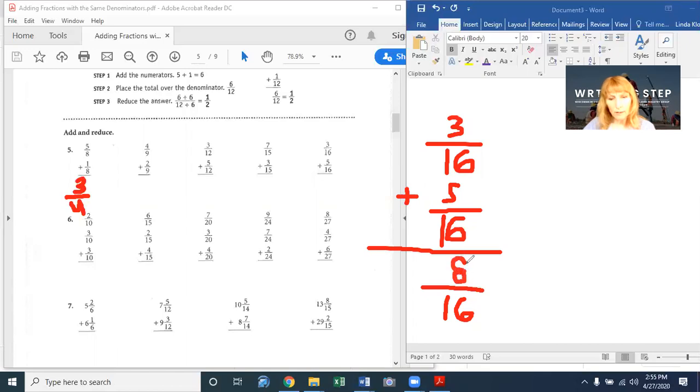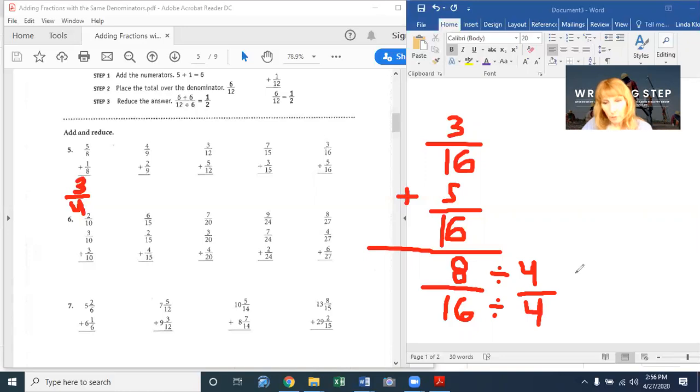Now, if you're noticing, remember we're going to have to be reducing now. So we have to find a number that we can divide the top and the bottom into. So what number goes into both 8 and 16? Well, we could try 4. If you don't see and recognize that it could be a 4, you could do 2, and then you would just do 2 again until you can't divide any further.